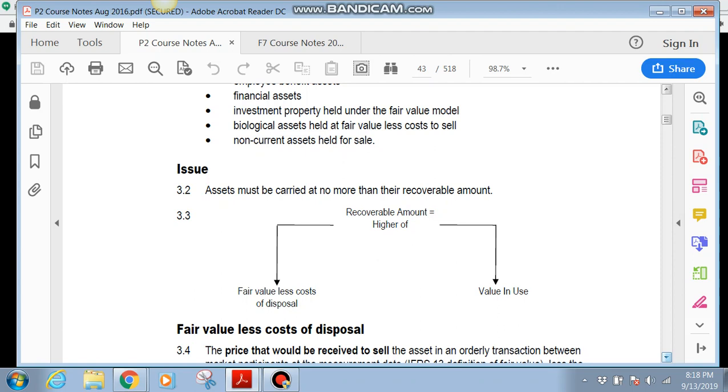So you're going to do these two computations of fair value less cost of disposal and value in use. The one which is higher becomes the recoverable amount. That's the one you use to compare against the carrying amount.